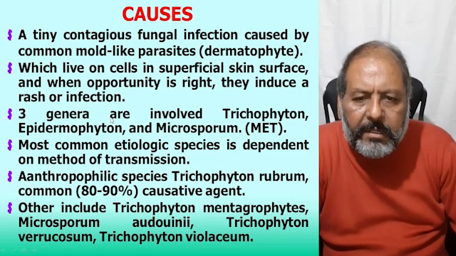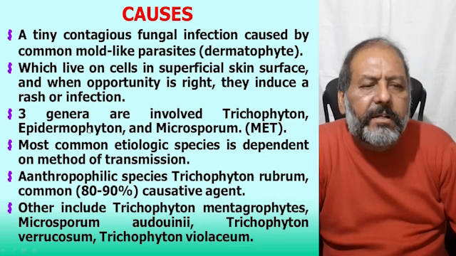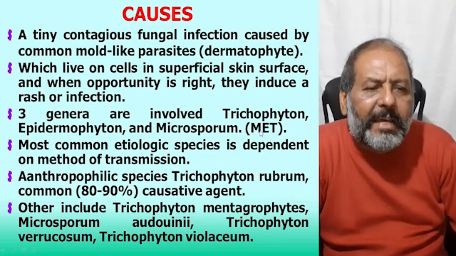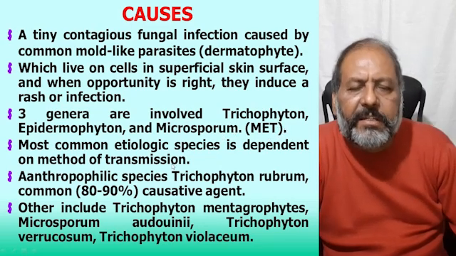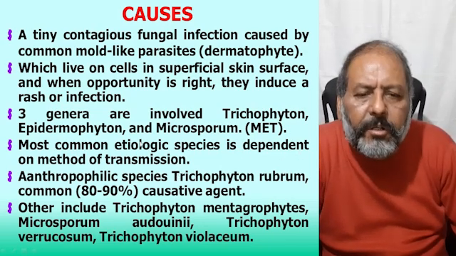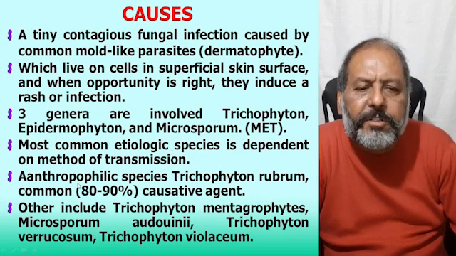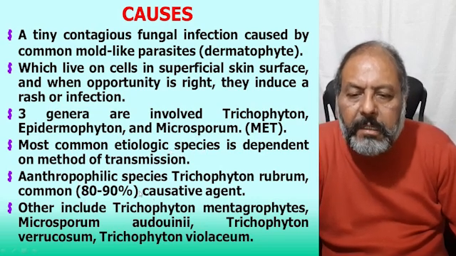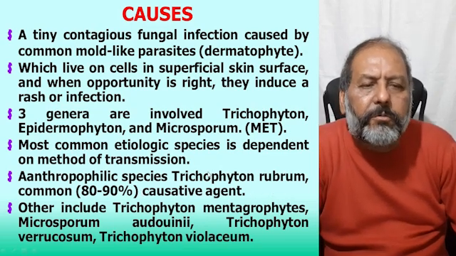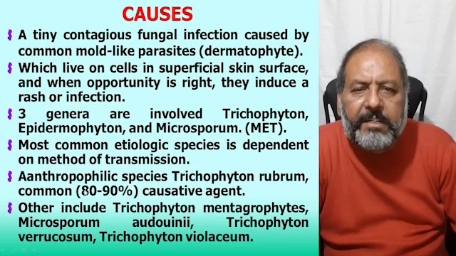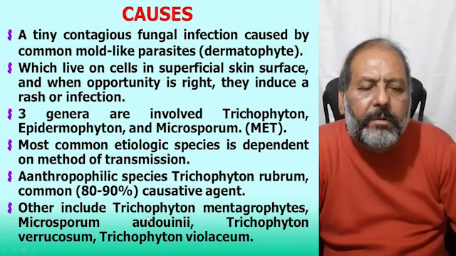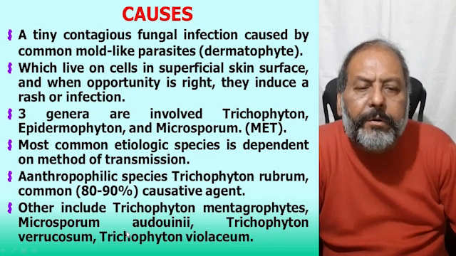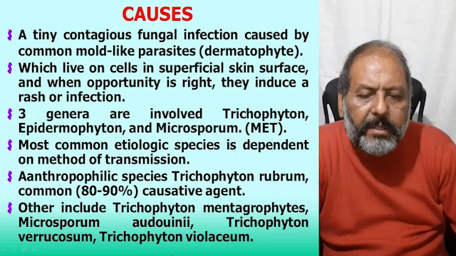Three genera of the fungal group are involved. These are called Trichophyton, Epidermophyton, and Microsporum. I used to ask my students to remember it like MET: M for Microsporum, E for Epidermophyton, and T for Trichophyton. It's very easy to remember in this way. The most common etiological species depends on the method of transmission to the patient. Anthropophilic species like Trichophyton rubrum is the common cause, seen in 80 to 90% of cases as the causative agent. Others include Trichophyton mentagrophytes, Microsporum audouinii, Trichophyton verrucosum, and Trichophyton violaceum.